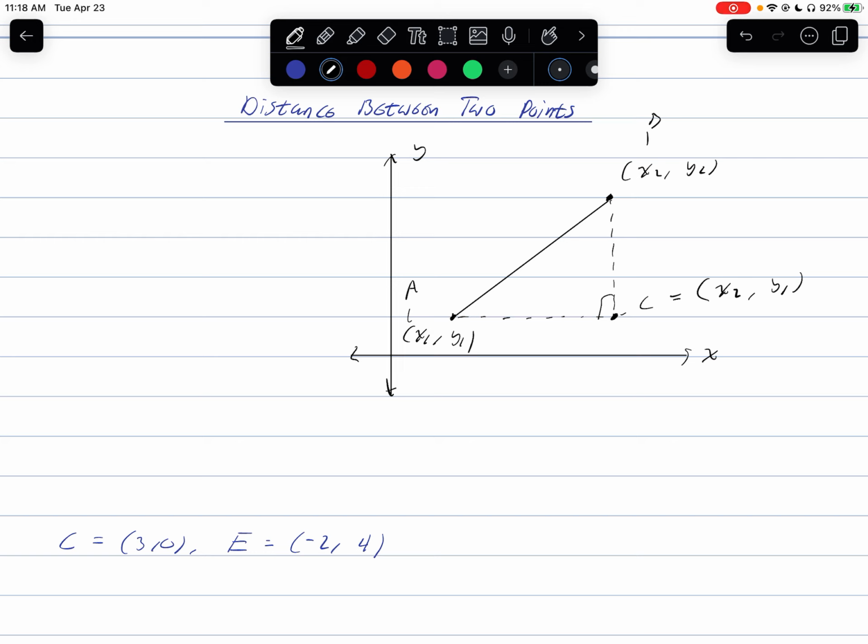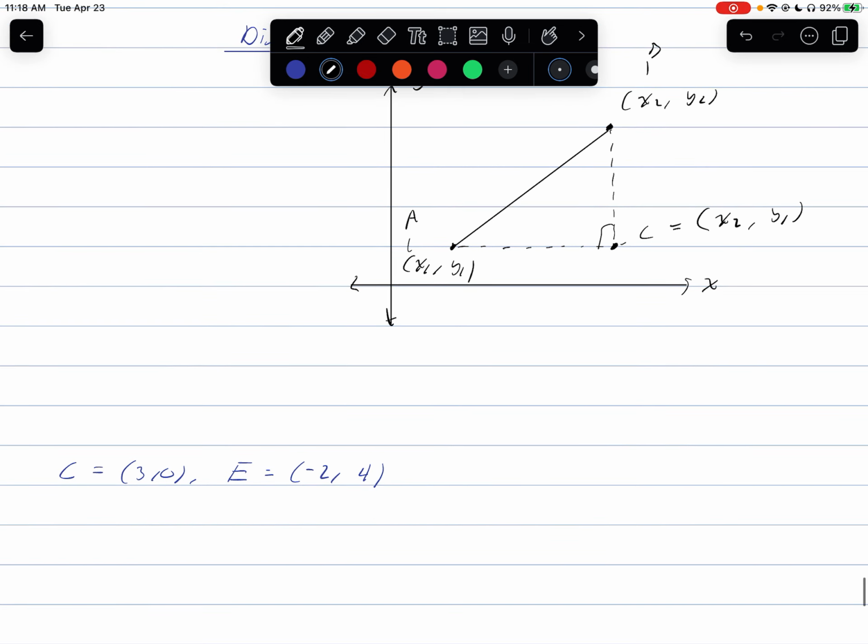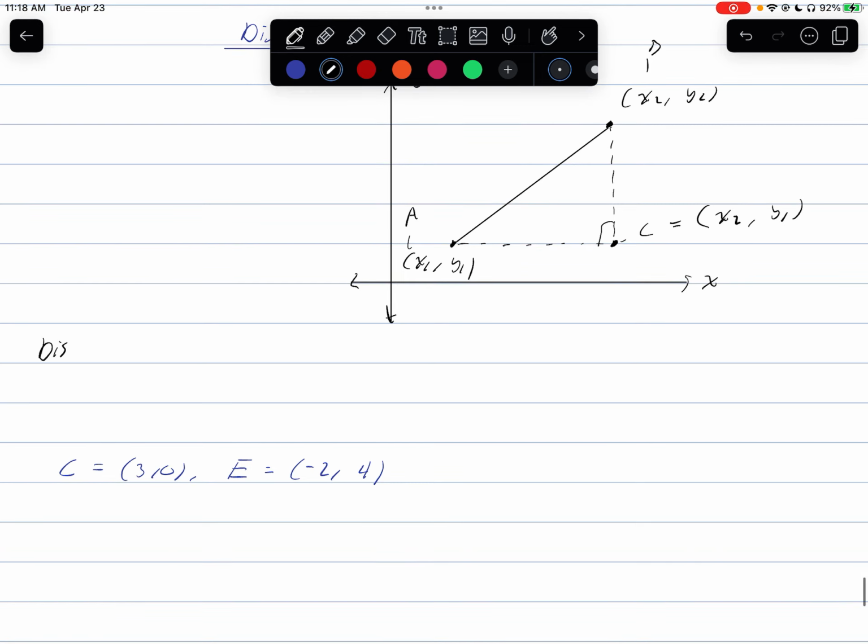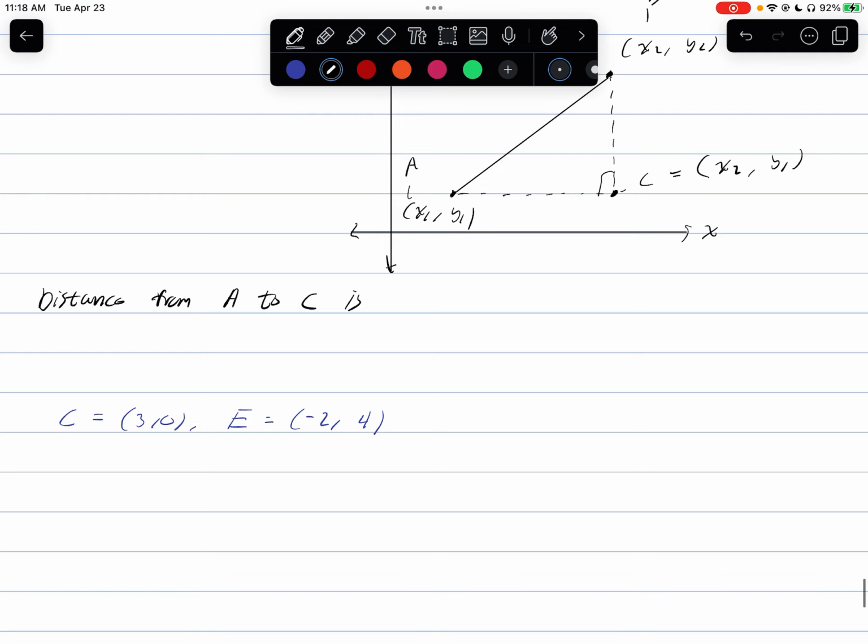If we want the distance between point A and point C, we could subtract their x components. So the distance from A to C is given by x2 minus x1. If we want to find this distance, we could just subtract their x components, right? It's a straight line. We don't have to worry about finding anything overly complicated there.